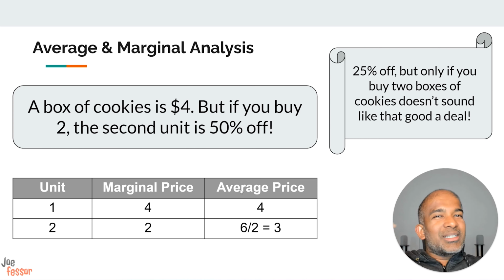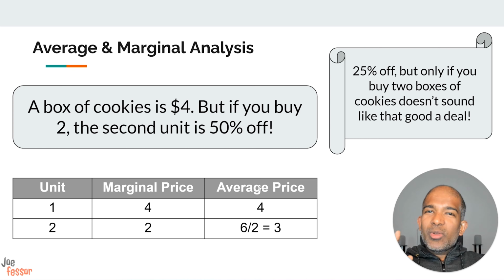Are you able to spot the trickery with the 50% off here? That 50% off only applies on the margin. Sure, the second box is cheaper and it pulls the average price down. It sure sounds a lot better than saying 25% off, but only if you buy 2 boxes of cookies. And let's face it, were you really going to buy just one box of cookies here?